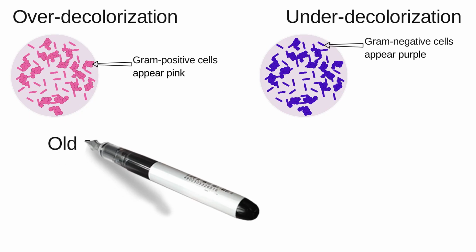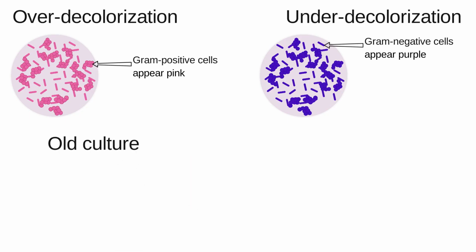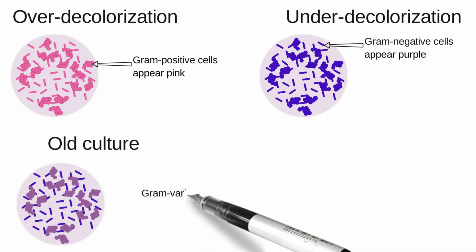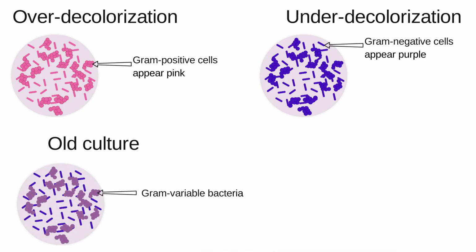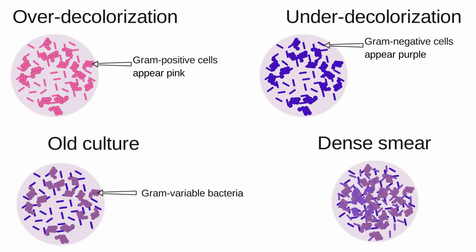An old or degenerating culture can also give unreliable results. Very old gram-positive cells may lose the ability to retain crystal violet. This is sometimes called gram variability. Finally, a smear that is too thick prevents reagents from penetrating and rinsing evenly, making interpretation difficult.